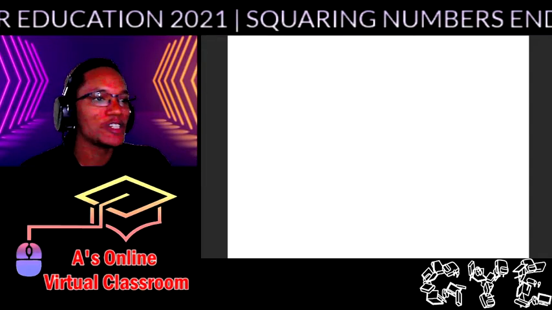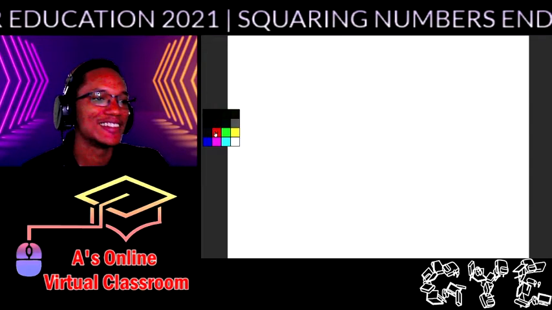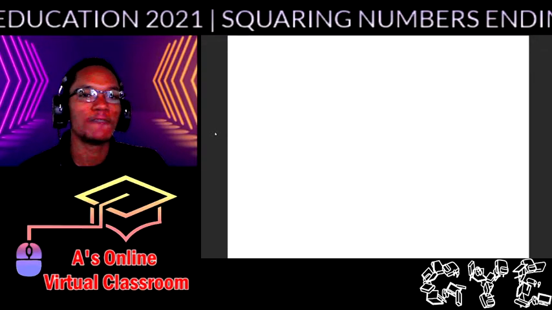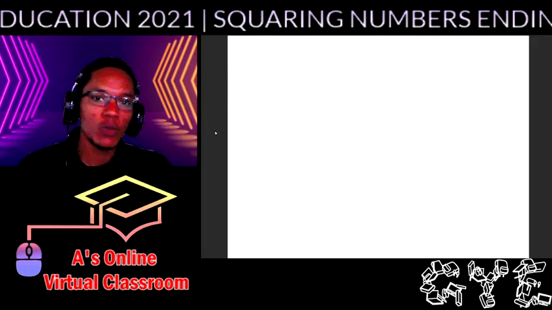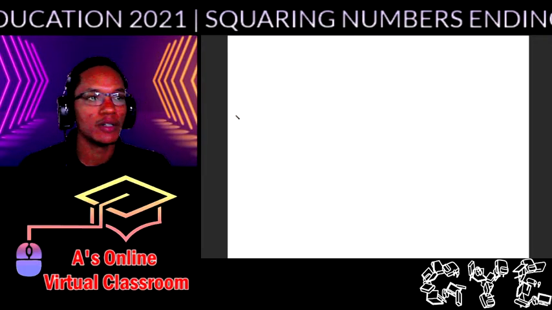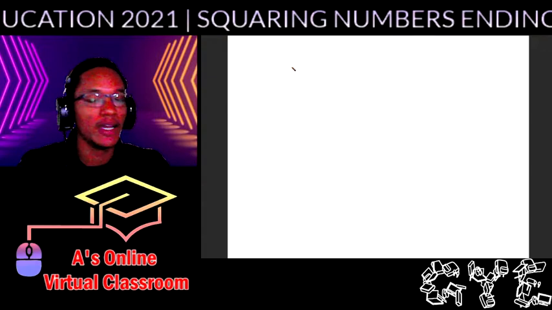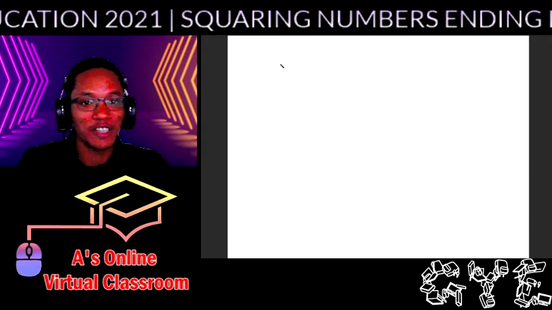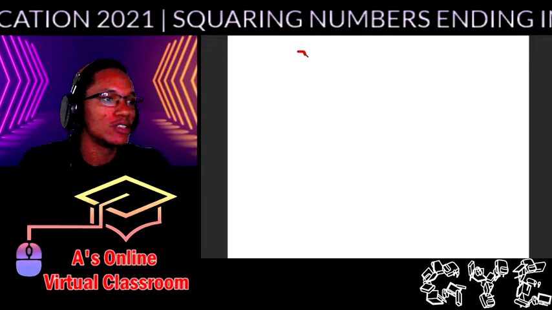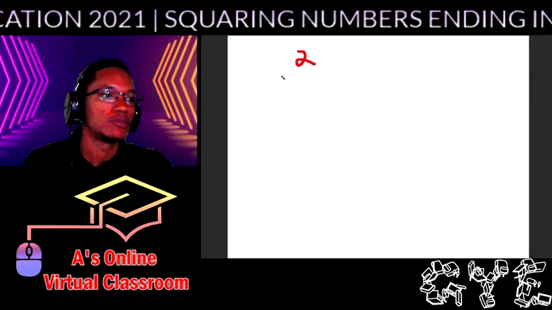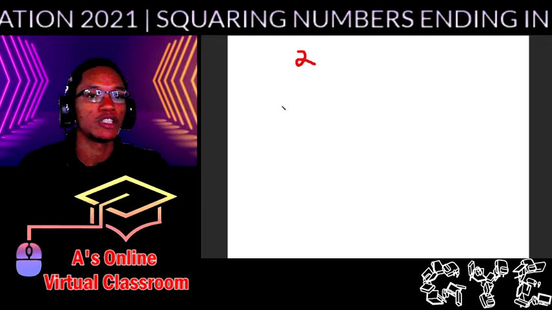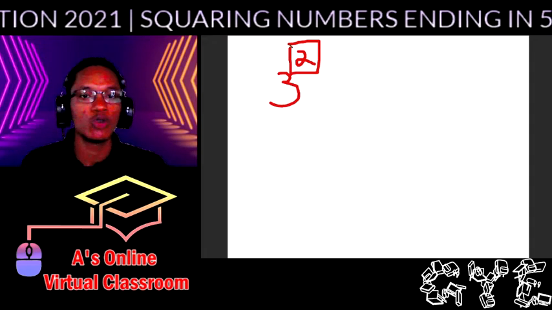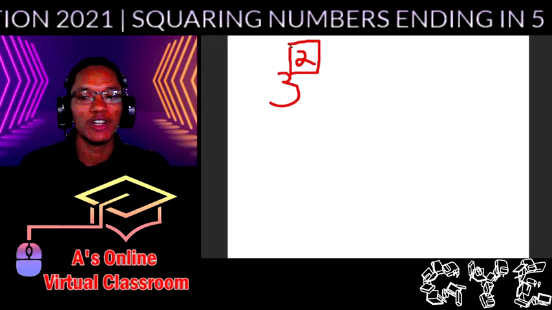So today we're looking at squaring numbers that end in 5. So first of all, what do we mean by squaring a number? Well, squaring a number is when any number has the exponent 2. What's an exponent? The little number that floats above a whole number, a fraction, a decimal. This little number here is called an exponent. It's also called a power. It's also called an indice.